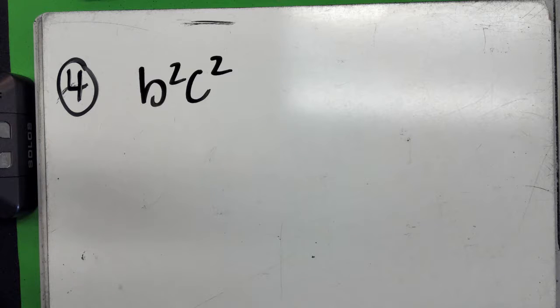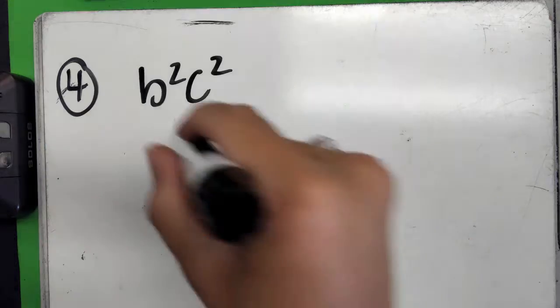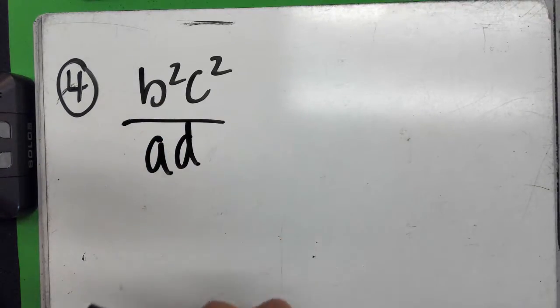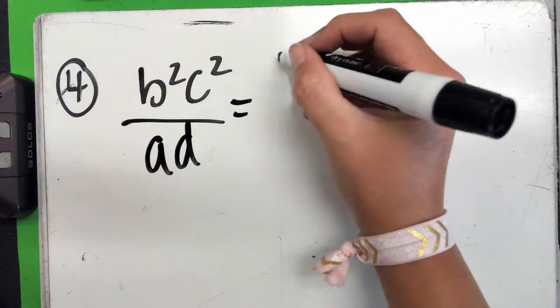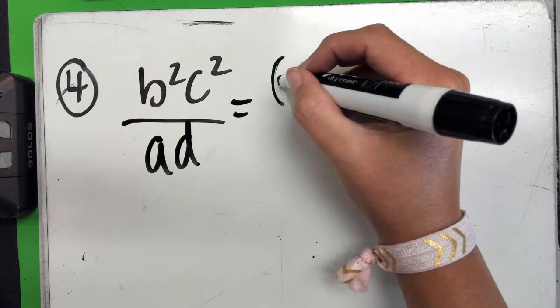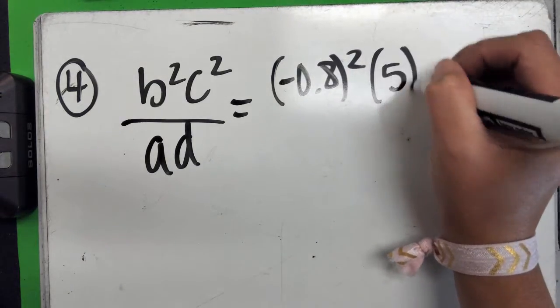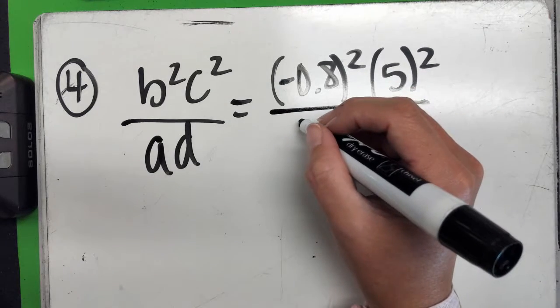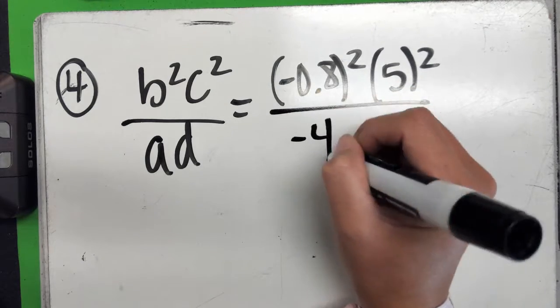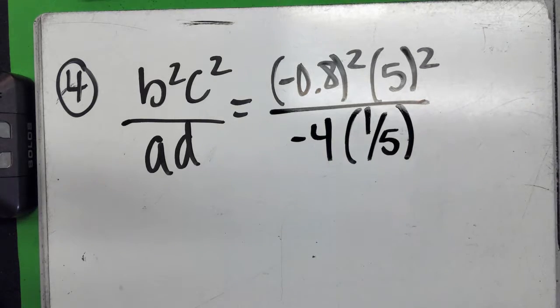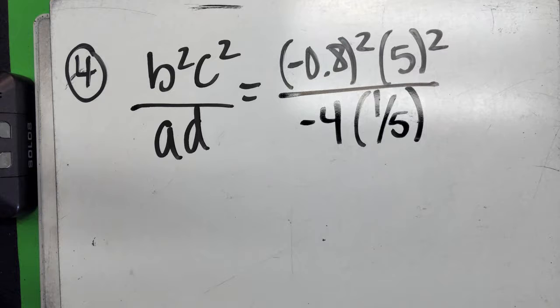Alright, so when it says evaluate, and it gives you, for 4 and 5, evaluate each expression if A equals -4, B equals -0.8, and so on. What's that asking you to do? Just fill it in. Good. You replace the variables with the number they give you. Alright, so what am I replacing B with? What am I replacing C with? 5A, -4, and D, 1/5. Alright, so all you have to do once you plug these in is use order of operations. Now, what comes first in order of operations?